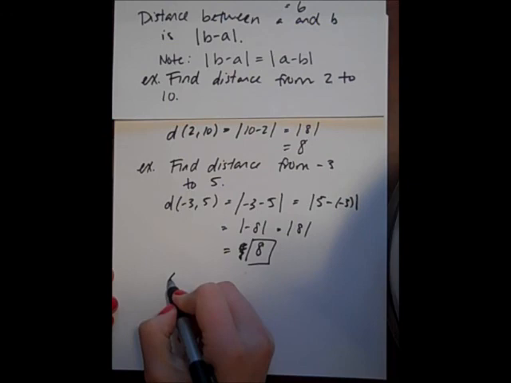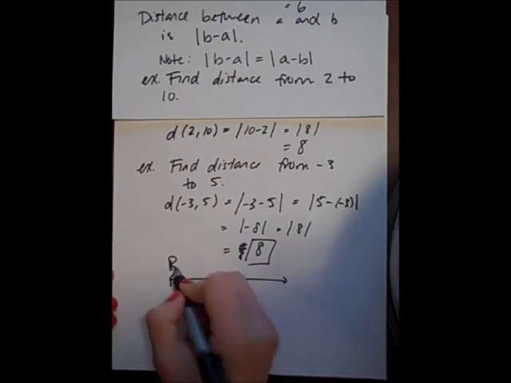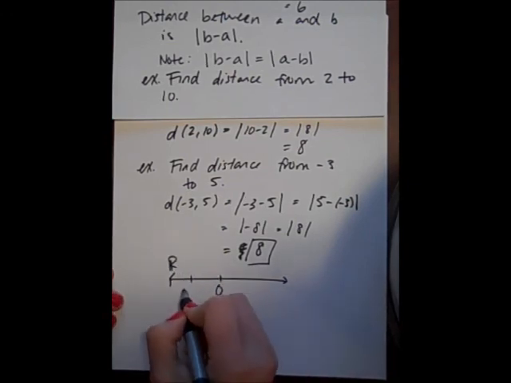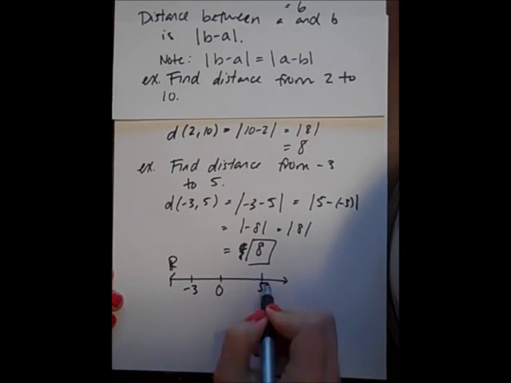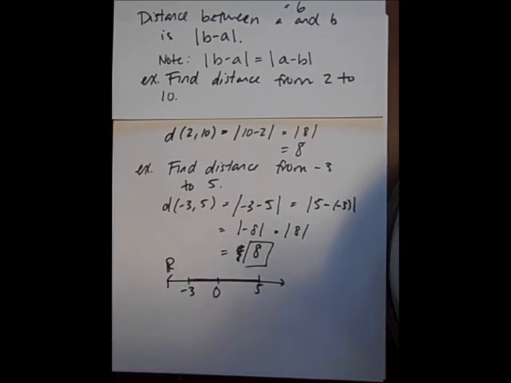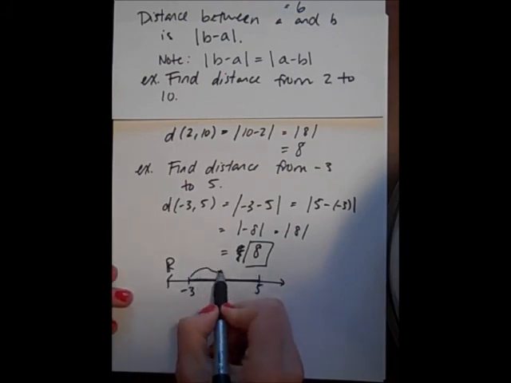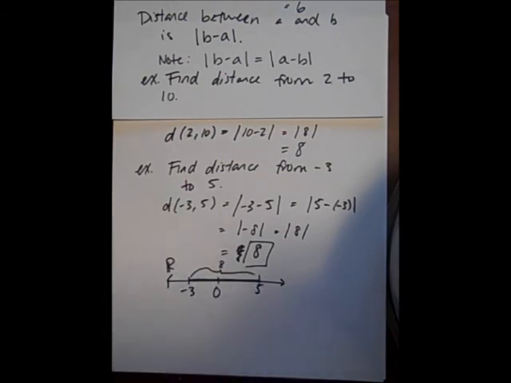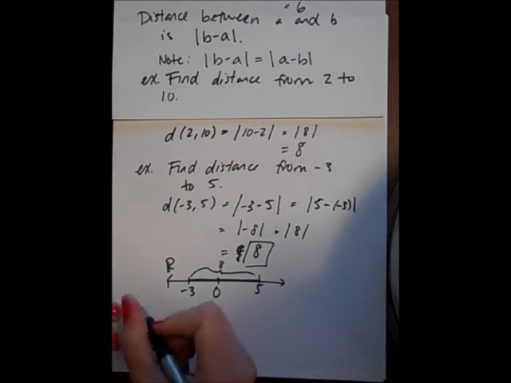We also could have seen this by drawing our number line. Here's my origin, here's negative 3, here's 5. How many spaces do I have between these two, or how long is that segment? You can see it's going to be 8. So the absolute value will give you the distance. If you want the distance between two numbers, all you do is subtract the two numbers, order doesn't matter, and take the absolute value of it. So that's how we do distance.